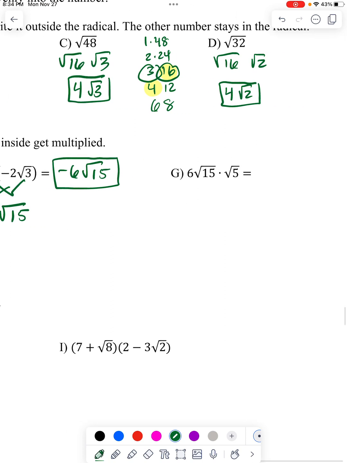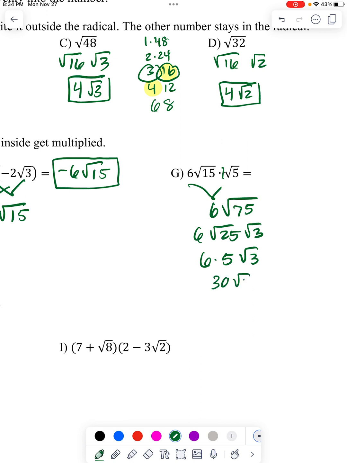Here, there's only a 6 on the outside. This one has a 1. So the 6 and the 1 are going to put a 6 on the outside. And when you take 5 times 15, you're going to have 75. Look on your blue card and you're going to find that it splits into 25 times 3. This is a 5, and now that the 5 is on the outside with the 6, they multiply together, and your final answer looks like that.